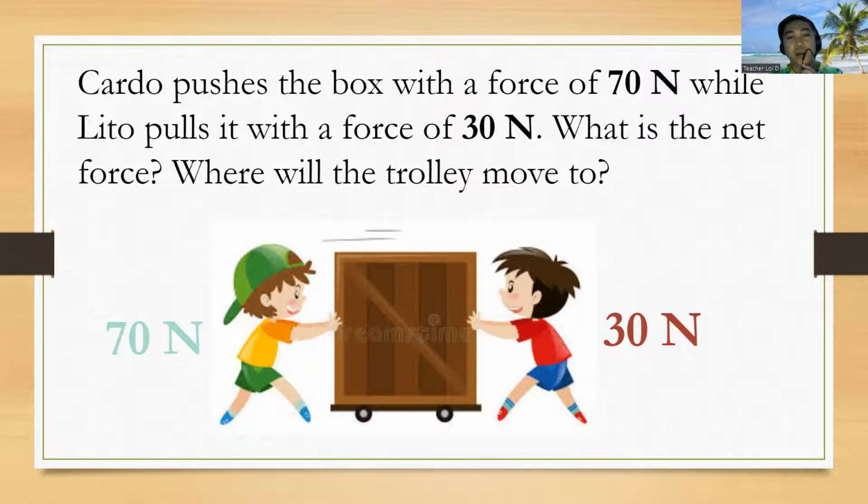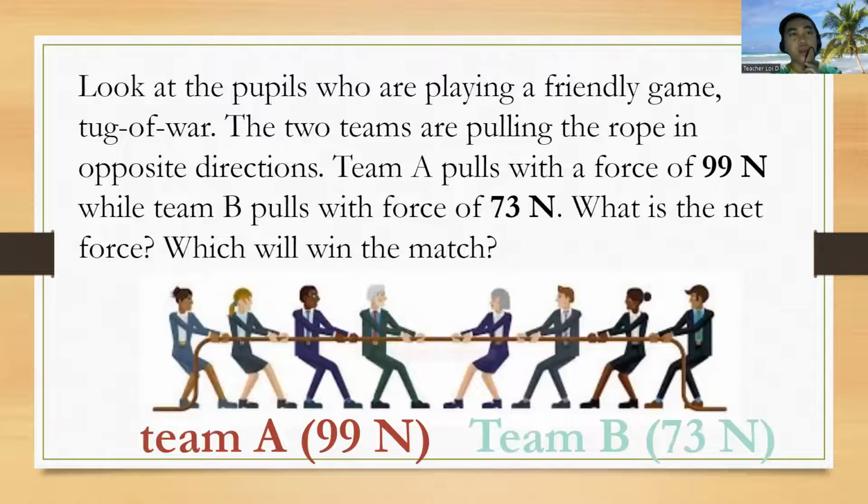Kay Cardong direction. Look at the pupils who are playing a friendly game, tug of war. The two teams are pulling the rope in opposite direction. Team A pulls with a force of 99N, while Team B pulls with a force of 73N. What is the net force? Which will win the match?